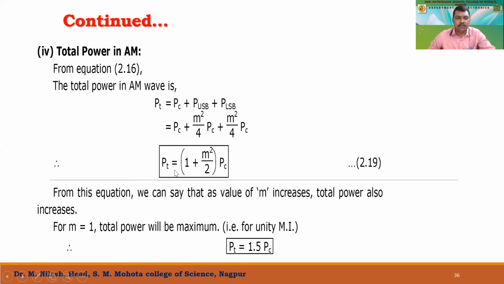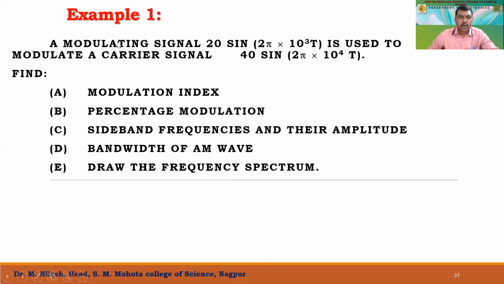If you put everything together, we'll have the total power equal to 1 plus m squared by 2, into Pc. From this equation, we can say that as the value of m increases, total power also increases. For m equal to 1, that is for unity modulation index, total power will be maximum. So remember this: if the modulation index is 1, then the total power will be equal to 1.5 times the power of the carrier. Okay, so this is the maximum power that we are having, right?